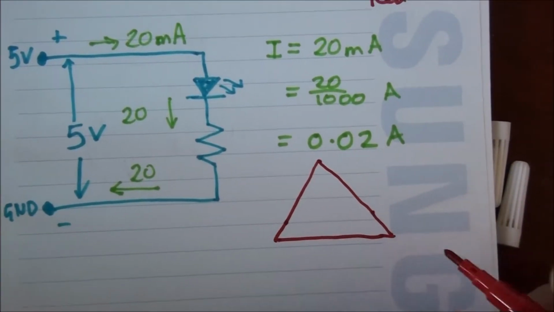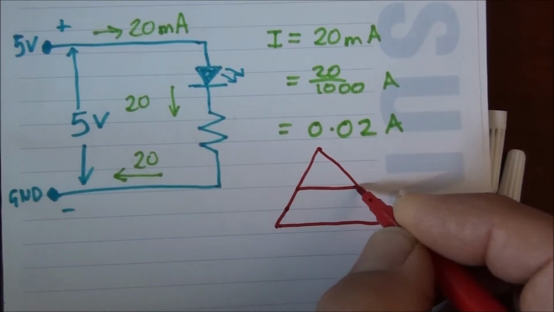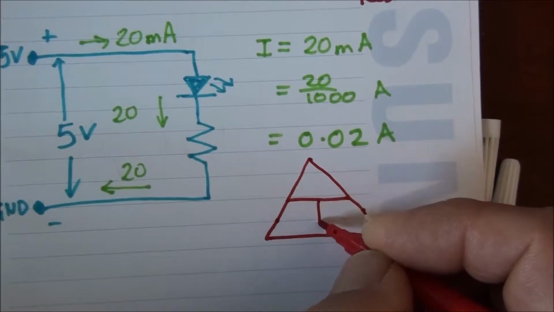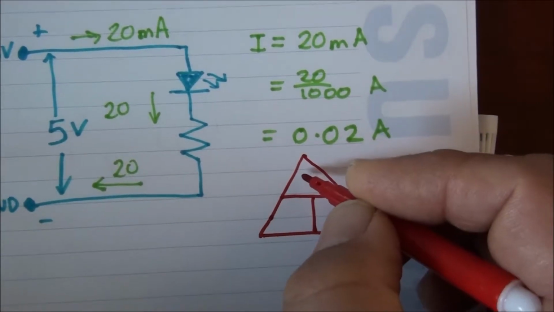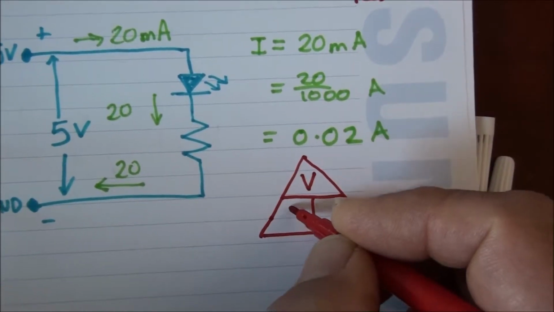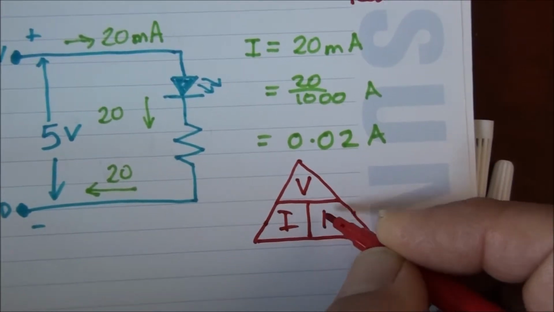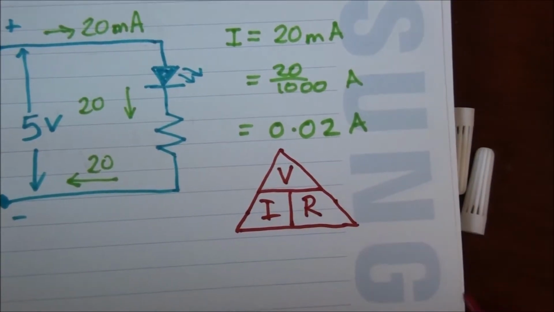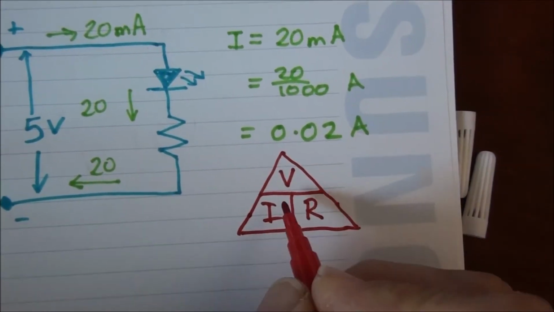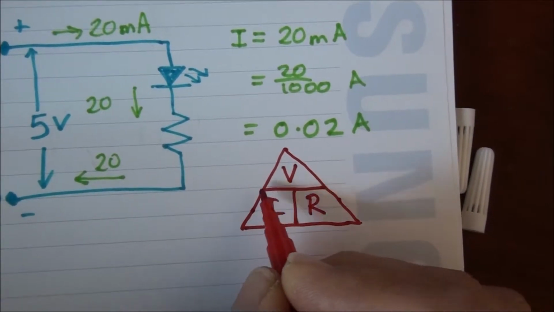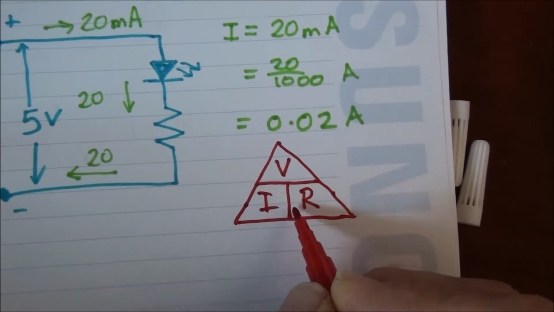The easy way to remember things. I draw my horizontal line there, my vertical line there. We'll put V for voltage here, I for current here, R for resistance here. Just keep in mind that this horizontal line means divide, and this vertical line means multiply.